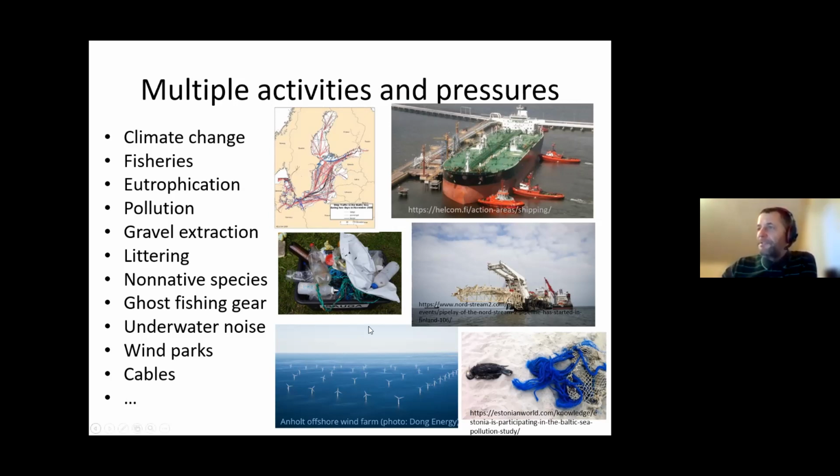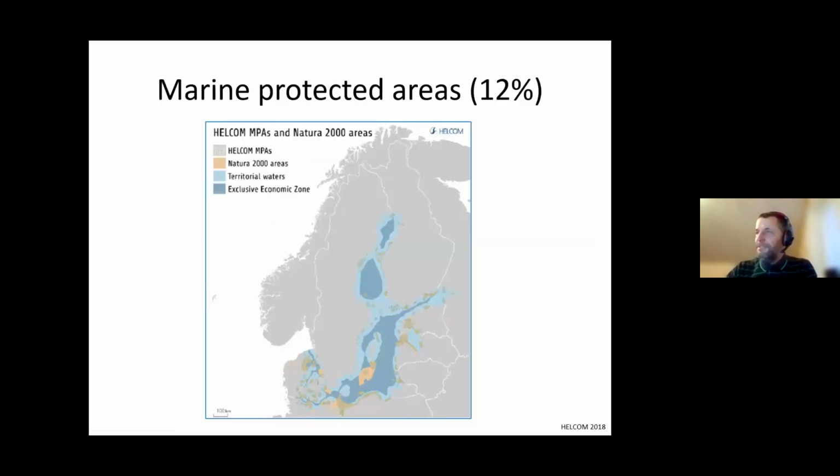Littering means all this plastic waste which is thrown into the sea, non-native species, lost fishing gear. This is fishing gear which has, for whatever reason, been left in the sea and is still active and catches some fish and birds and mammals, underwater noise, wind parks, cables, and so forth. So this is the whole array of activities and pressures which affect the sea, and we would need to protect it. And protected areas are one way.